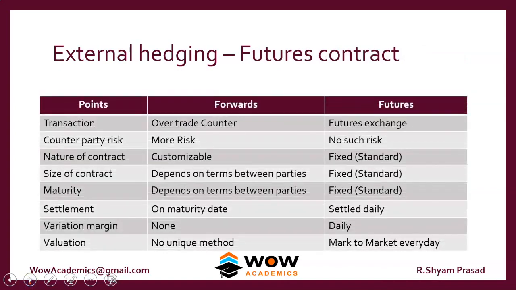So we look at what a futures contract is. A futures contract differs from a forward contract in the following ways. The transaction in a forward is an over-the-counter contract. In futures, it's an exchange contract. In terms of counterparty risk, there is more counterparty risk in forwards as it's over the counter. No such risk exists in futures. In the nature of the contract, forwards are customizable because it is only between the parties.